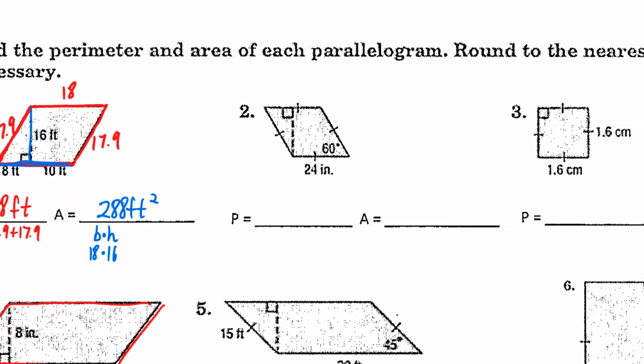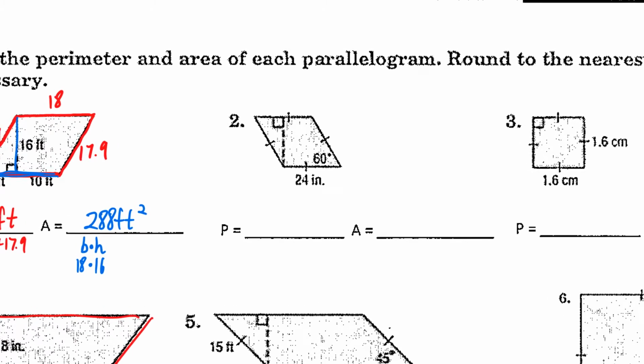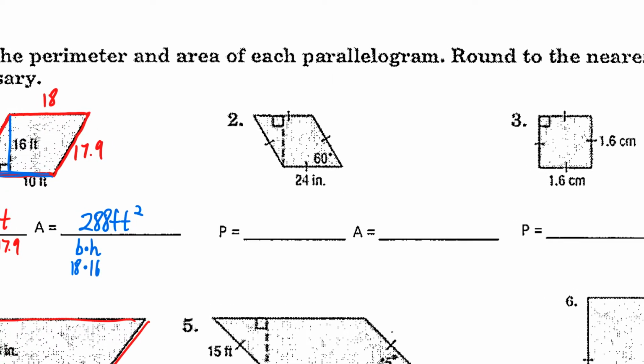Let's go back up to number 2. Okay, so number 2, what's the perimeter? You can see it's got these congruent marks. Okay, good. So the perimeter is just 24 4 times.